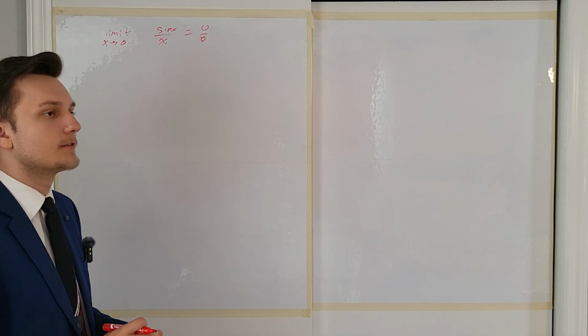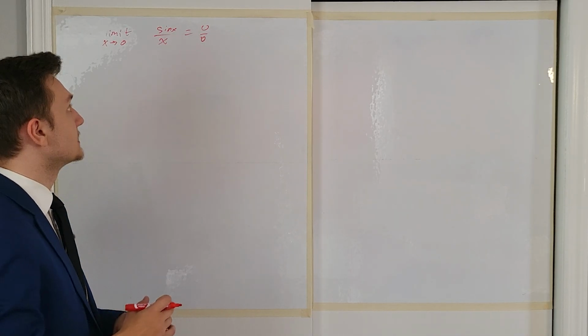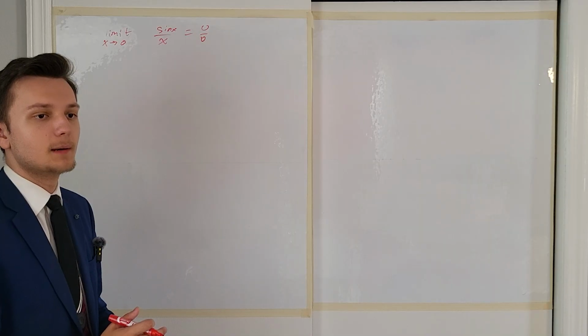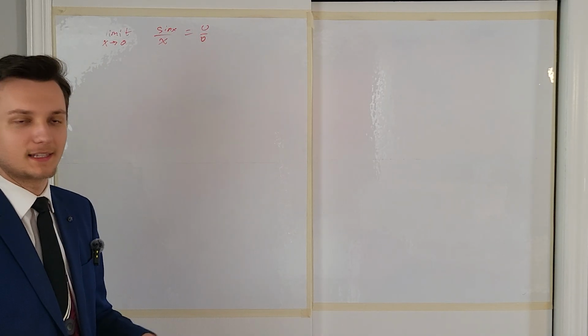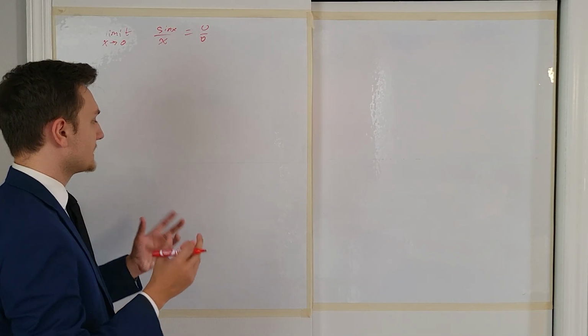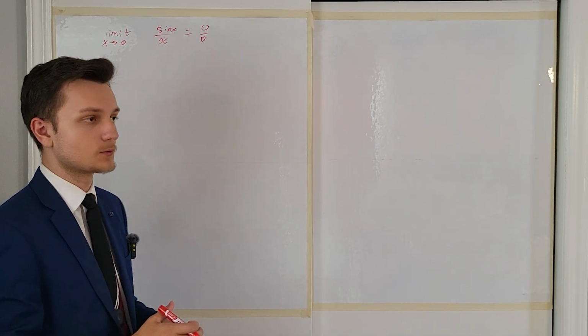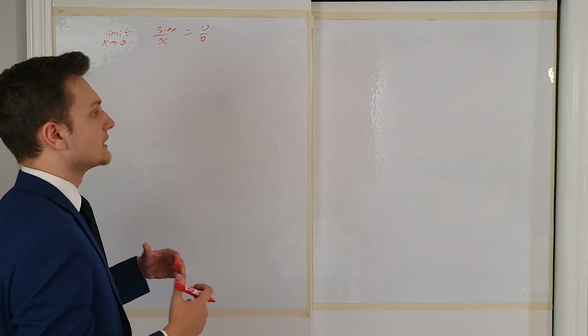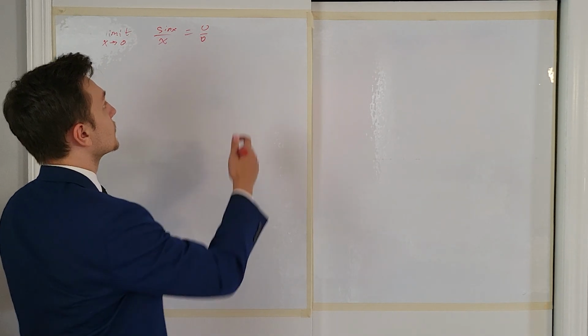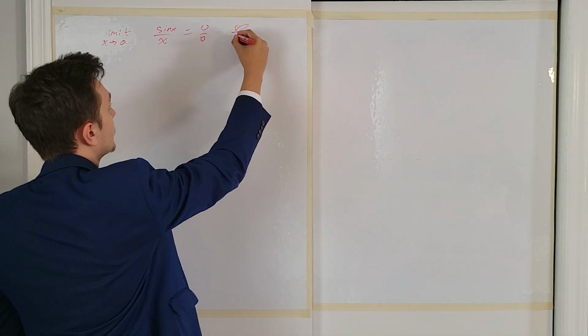Your teacher may have forced you to memorize the actual answer to this limit, but memorization is not how we go through math. Okay, we need to understand why things are true. The criteria to use L'Hôpital's rule is you need to have an indeterminate form. You need to have 0 over 0, or you need to have infinity over infinity.